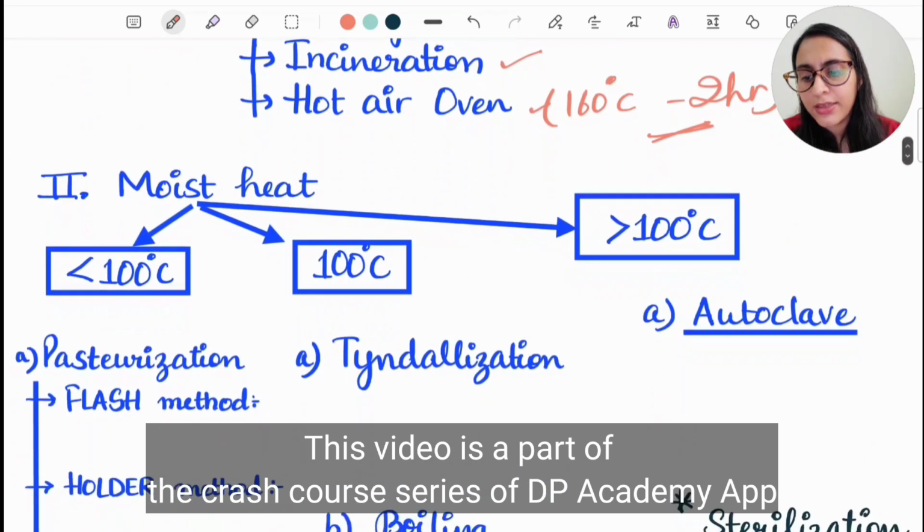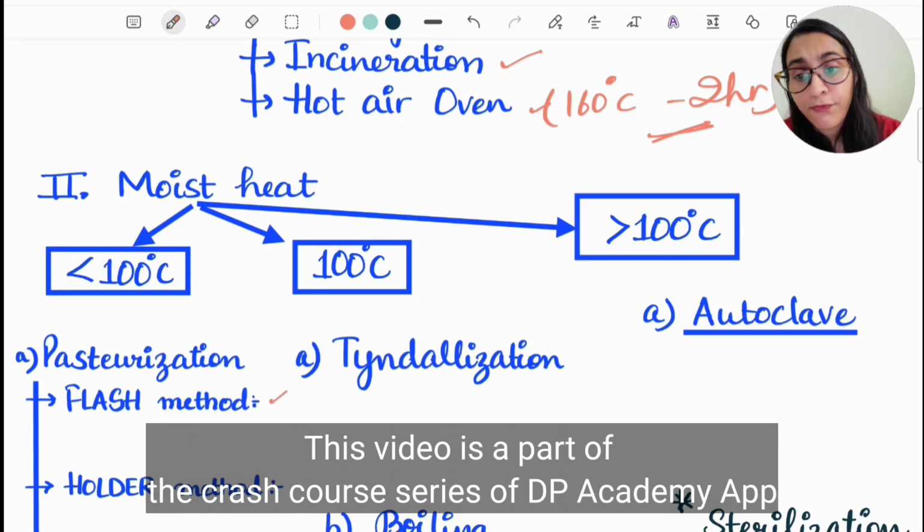At less than 100 degrees Celsius, we do the pasteurization of the milk. The milk you get in the packet is pasteurized milk. If you use unpasteurized milk, you are more prone to develop tuberculosis, and that is why we use pasteurized milk or boiled milk. So pasteurization of the milk is done using two methods.